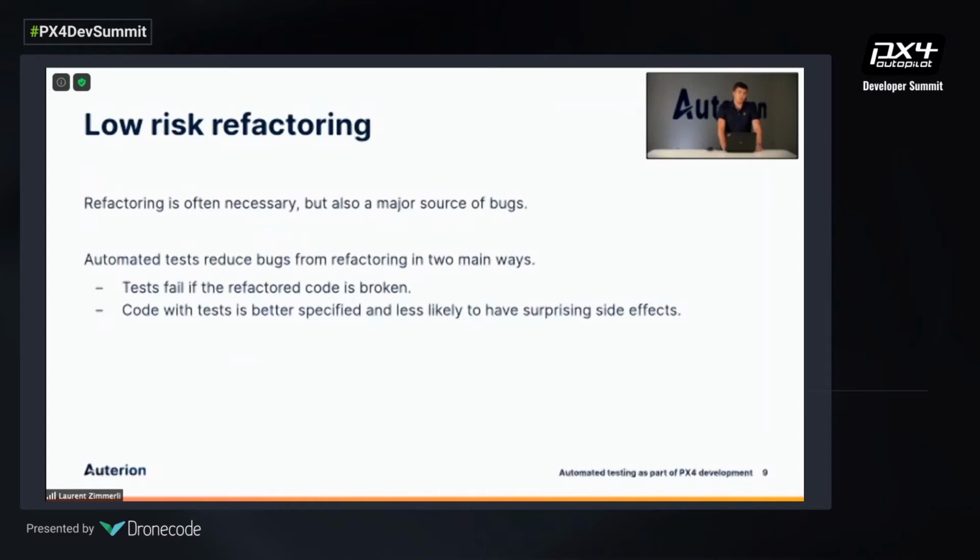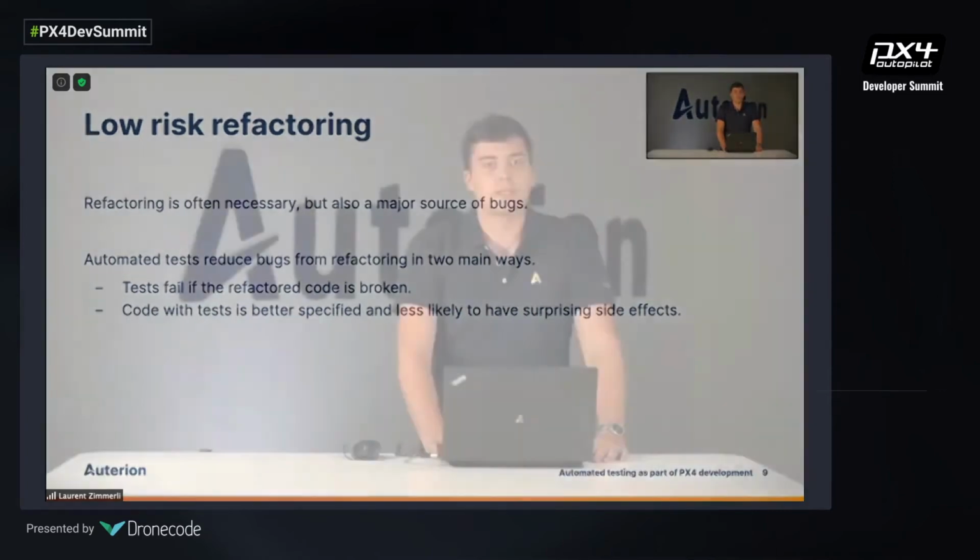A next step is low-risk refactoring. If you have already quite a few tests in your system, then if you refactor and you break something, probably a test will fail. And this is much quicker to find out than putting it on a vehicle and trying to fly it, and then the vehicle crashes. And then this is more to make the maintainers' lives easier.